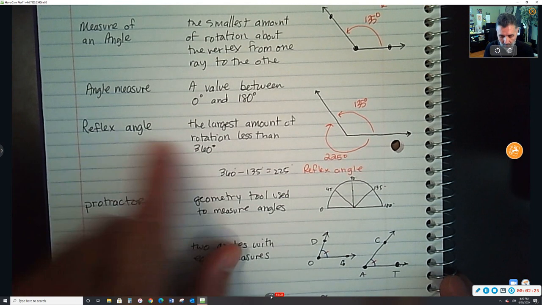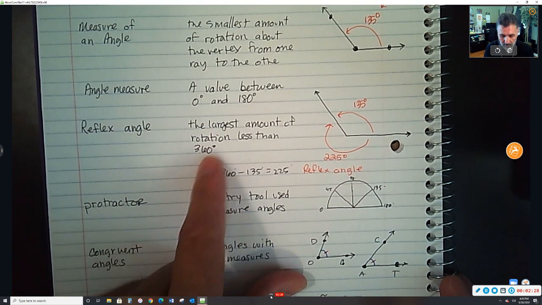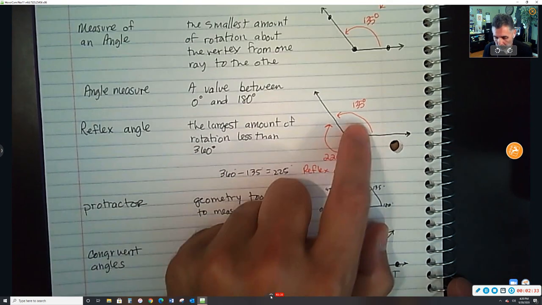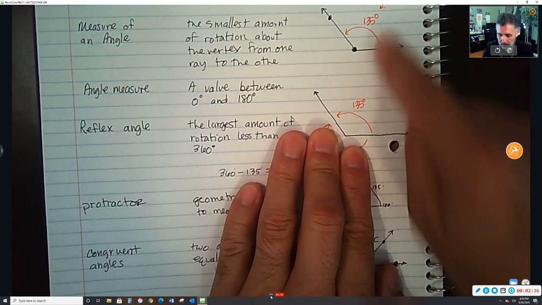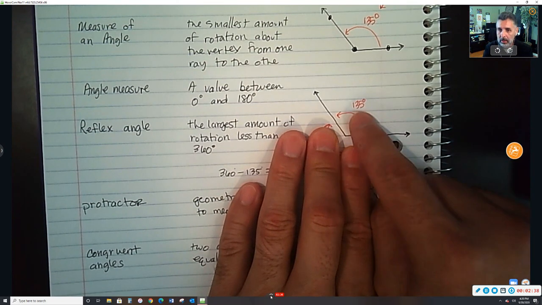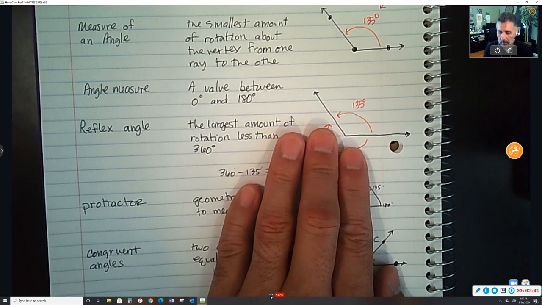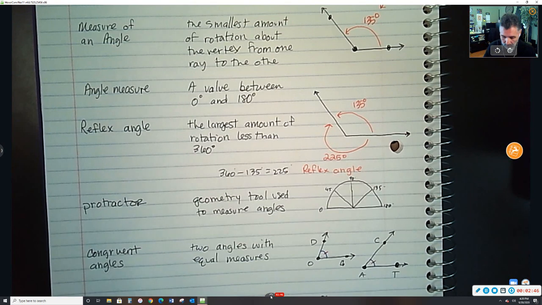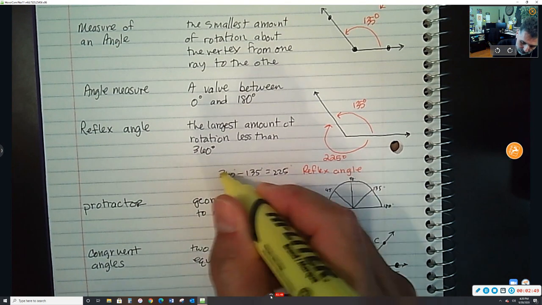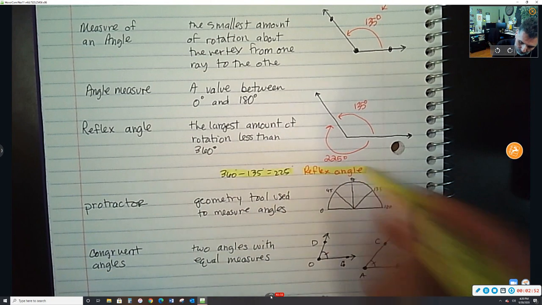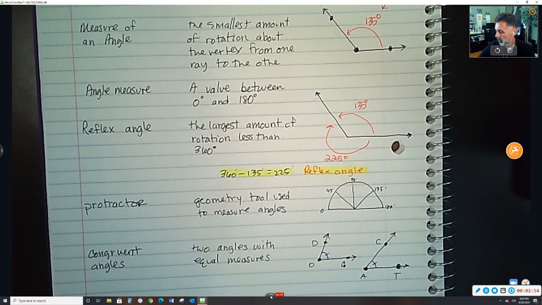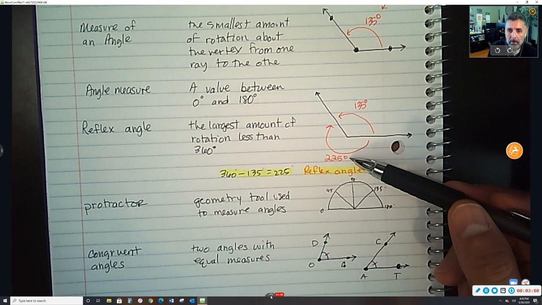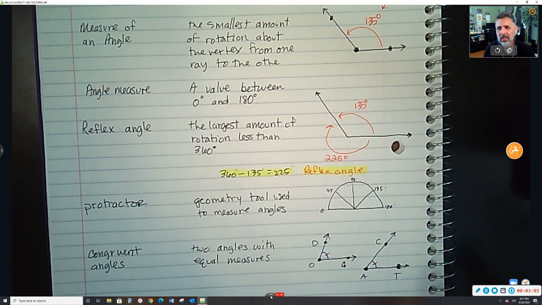So the reflex angle is the largest amount of rotation less than 360. So you subtract out 360. Imagine I redrew this one over here. If I take the 135 and subtract 360, I'm left with 225, which is the reflex angle. This is the regular angle measure, and this is the reflex angle measure.